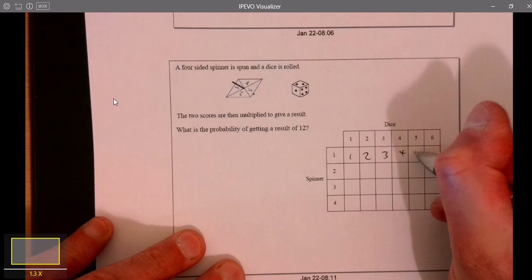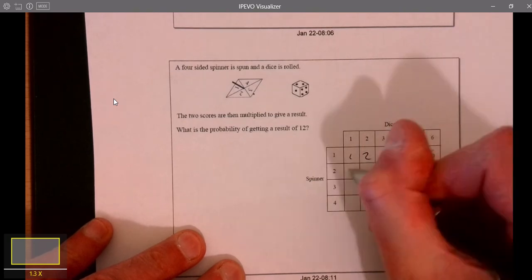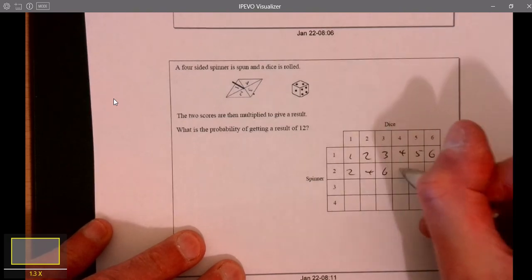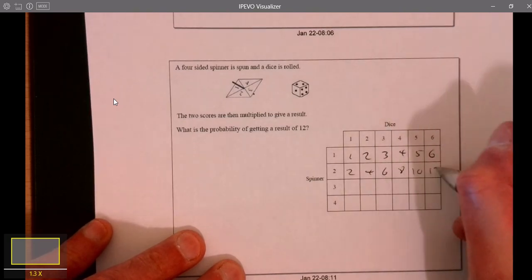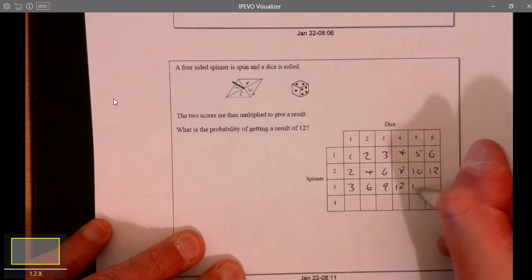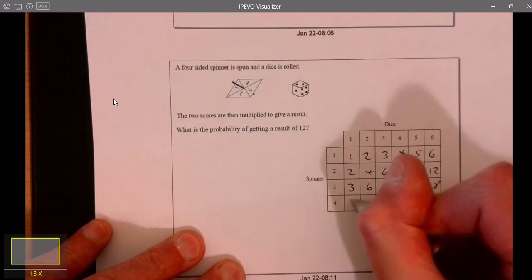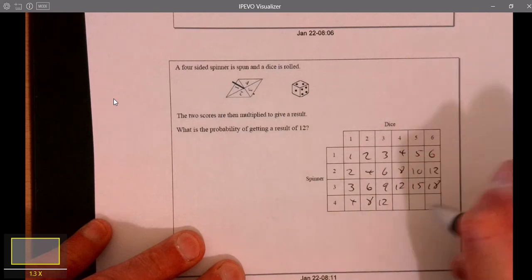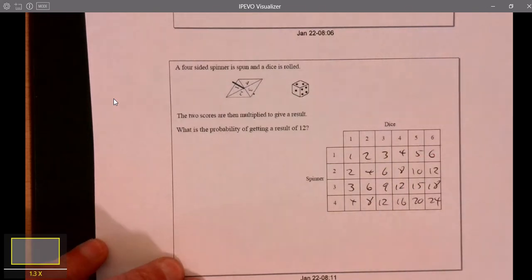1, 2, 3. I can multiply by 1. I don't really need to think about multiplying by 2. I'm pretty good at my 3 times table. So if you're systematic, it really doesn't take very long to do this. How long was that? Just a few seconds.